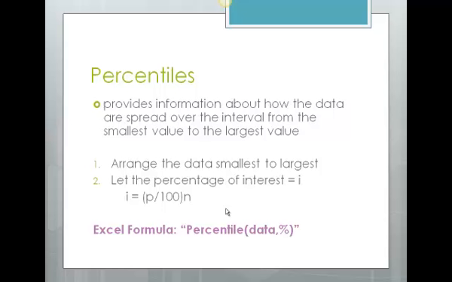It looks like a complicated formula. It's just basically saying, take your percentage, put it in decimal notation, and multiply that by the number of observations that you have. For Excel, it's percentile, data, comma, percent, and that percent also needs to be in decimal notation.